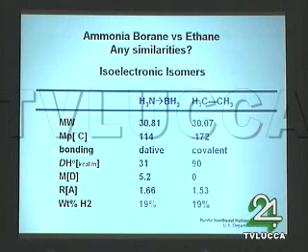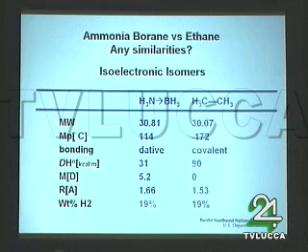Okay. So ammonia borane is isoelectronic with ethane, but that's about where the similarities end. It stores a similar amount of hydrogen from a theoretical standpoint, about 19 weight %, so the molecular weight's the same. But then you start looking at the other physical properties, and it's a completely different beast.